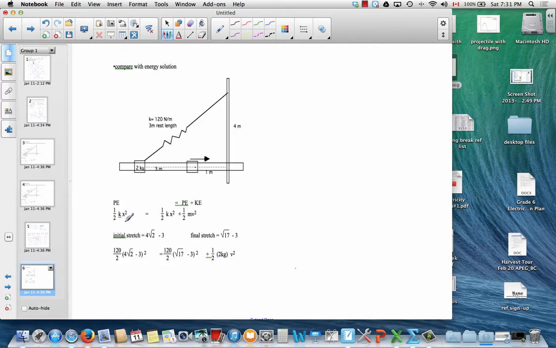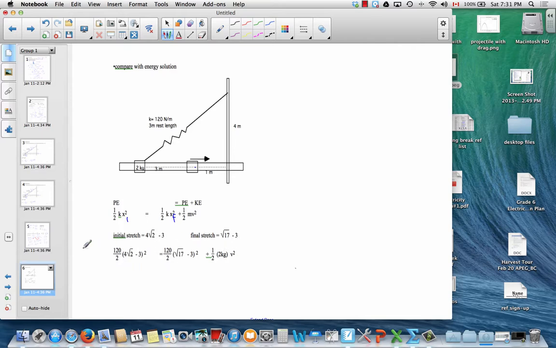So the very simple energy equation says half kx squared at the beginning, that's initial x, is half kx squared at the end, that's final, plus half mv squared. Now the initial stretch is, with this thing starting off at 4, it's 4 squared plus 4 squared, it's root 32, minus the rest length of 3. And then the final stretch with it in here at 1, it's 4 squared plus 1 squared, it's root 17 minus 3. So you put those values in and you end up with this expression here. And that could very easily be solved for the final speed v.